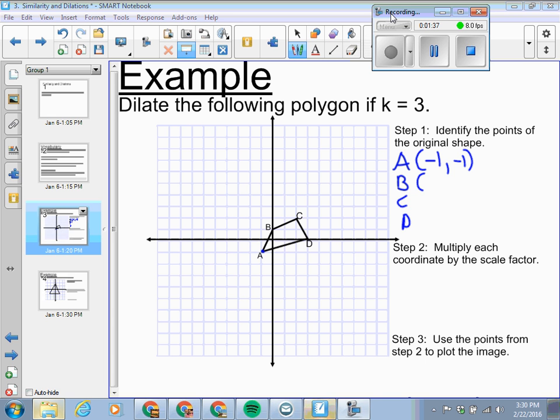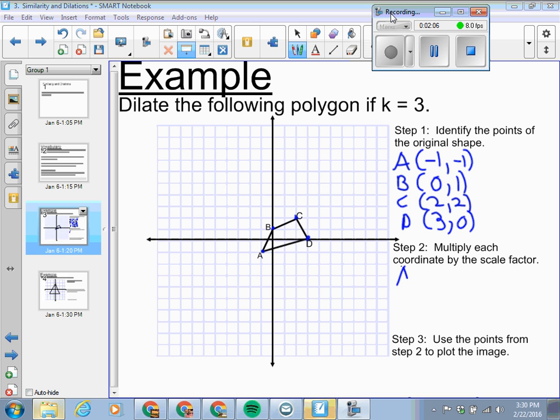Point B is right here, that's 0, 1. Point C is right there, that's 2, 2. And point D is right there, that's 3, 0. So now we multiply each coordinate by the scale factor. And what that means is each number within a point multiplies by, in this case, 3.